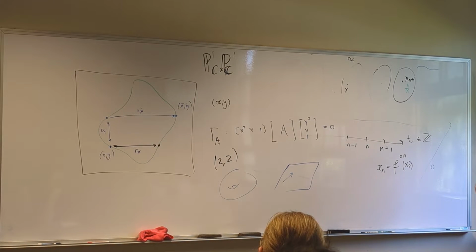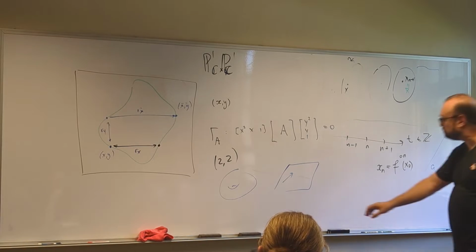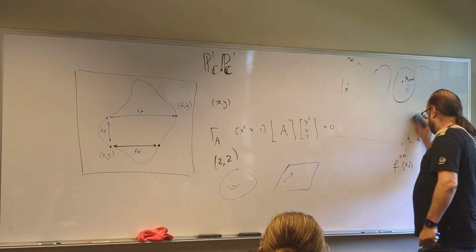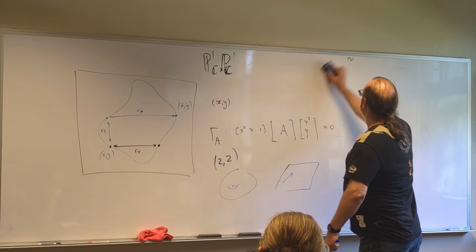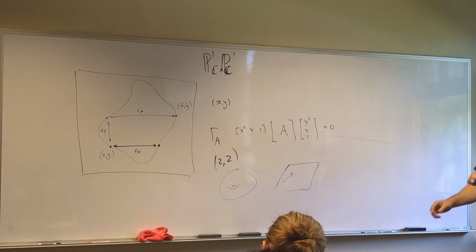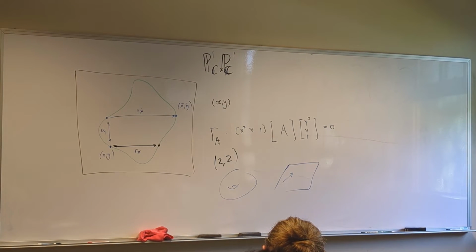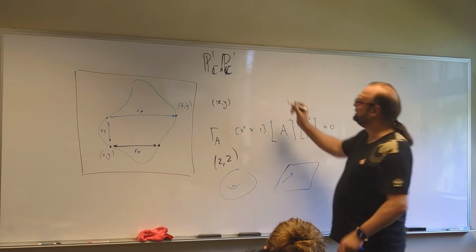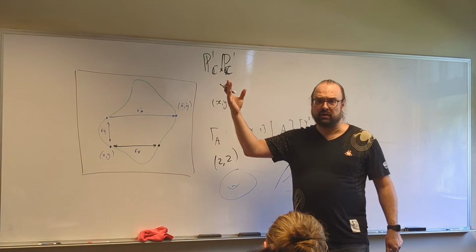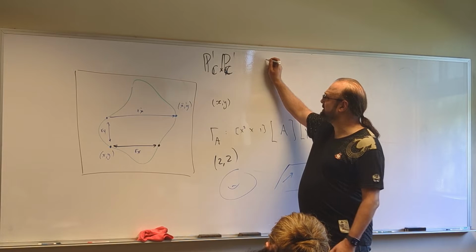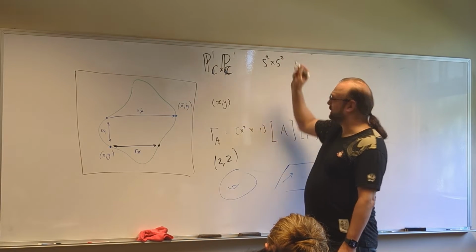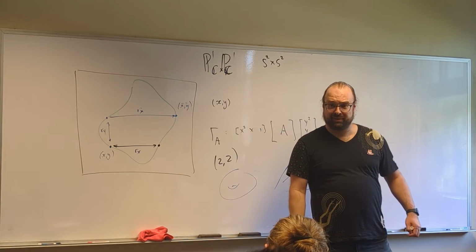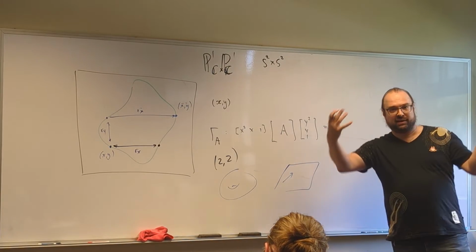Okay? That's one remark. There's another remark. If you think about P1 cross P1, right? So what is this topologically? So P1C is just a Riemann sphere. So this is like S2 cross S2, right? So it's a sphere.